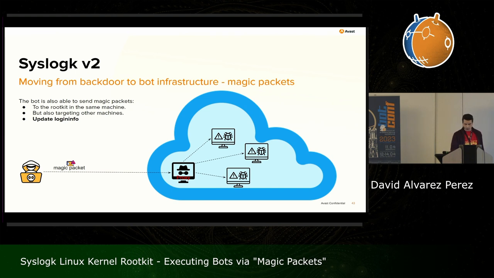There is also another possibility, which consists in the attacker sending a magic packet to the proxy computer. And this is called step three. So the attacker can update the login information using step three. But if there is another computer in proxy mode, it is possible for the attacker to send a command and have the bot also send step three for updating the login information on the other computer.